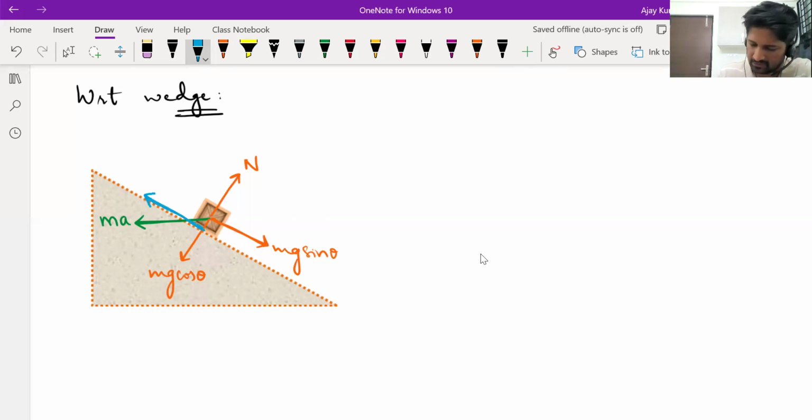You have to take help from friction. Otherwise, if there's no friction, there's only one acceleration which can prevent the block from sliding, that is g tan theta. With friction, you can afford to reduce the acceleration a little bit. That is what we are finding out now.